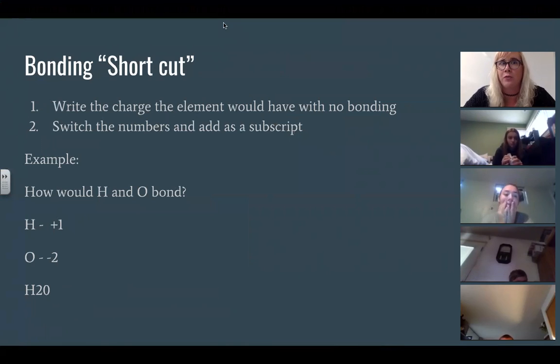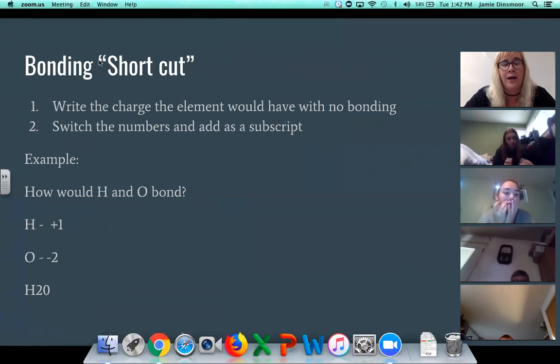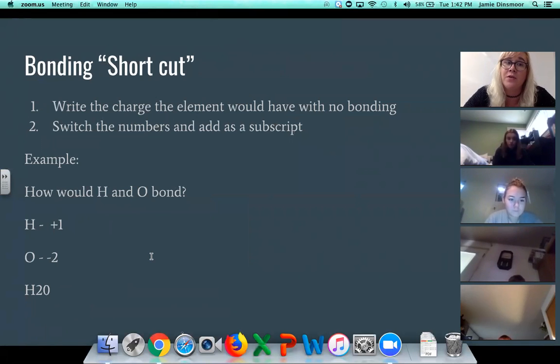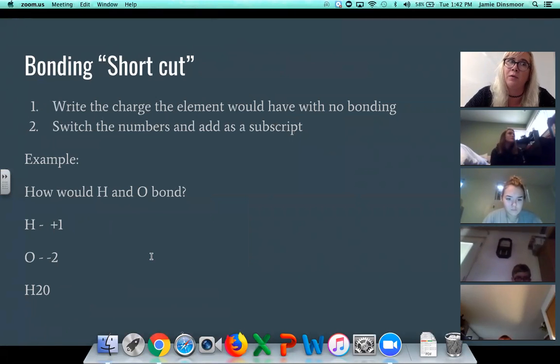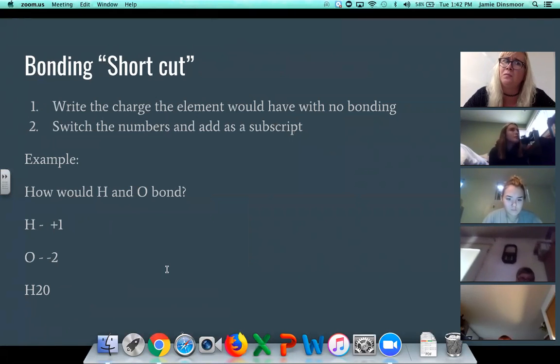Now, does this work perfectly in every situation? Sadly, no, but it works in most situations. So here's an example, right? How would hydrogen and oxygen bond? Well, we probably already know, right? Because you think, well, it would make water, right? Or it could make other compounds. But really, if I'm just asking you what's one compound that could be made here, or what is an example of a compound that could be made here with single bonds, right?